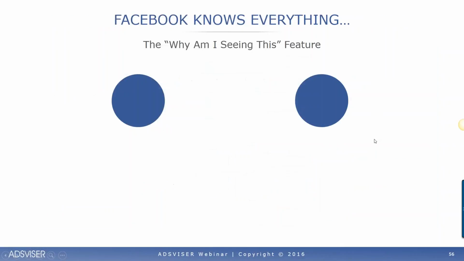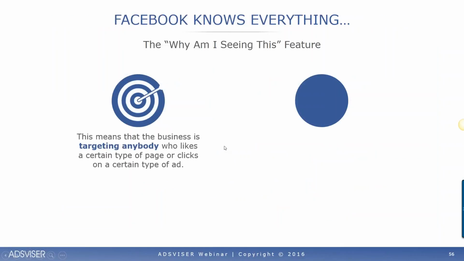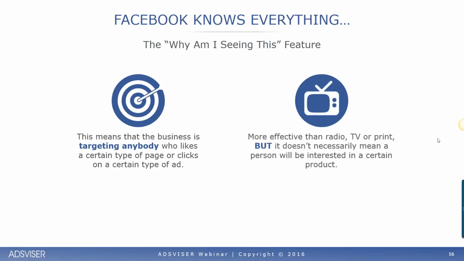So the "why am I seeing this" feature basically means that the business is targeting anybody who likes a certain type of page, okay? That's what the "why am I seeing this" feature tells you, and obviously it's very effective. It's more effective than radio, TV, or print, but it doesn't necessarily mean a person will be interested in a certain product. What you've got then again is you're using Adsviser to drill down into your exact interest, but in terms of what they actually see, it's something that you need to target down even further.